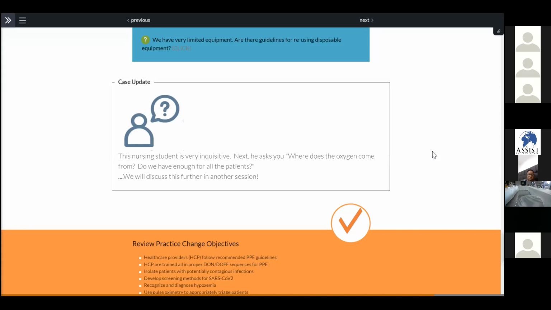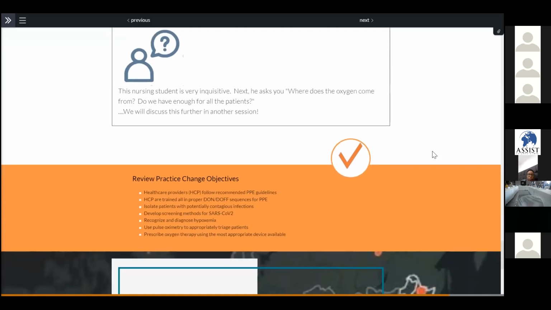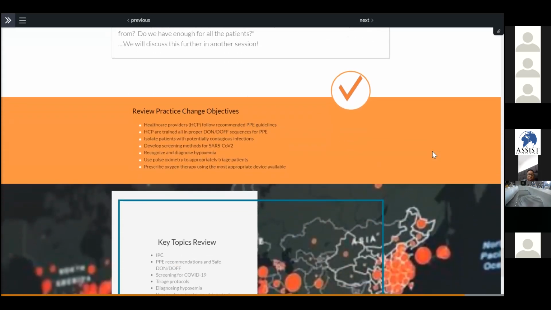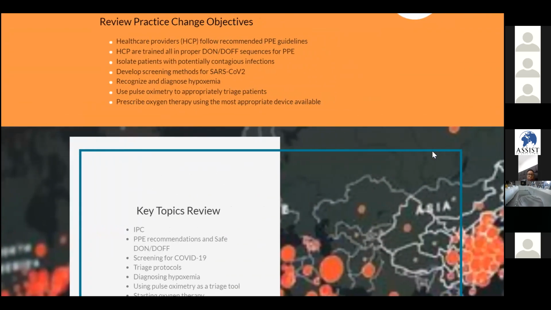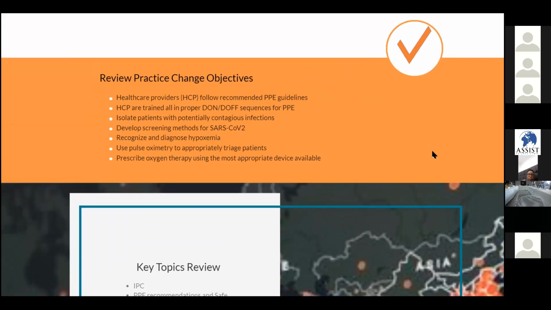And there will be another session in the next coming weeks, whereby we'll talk more about the source of oxygen. But for now, we have to focus more on the practice change objectives for oxygen delivery, which is to make sure that all healthcare providers follow the recommended use of PPE guidelines, and to make sure that we train our colleague behind to use correctly the PPE when donning and doffing.